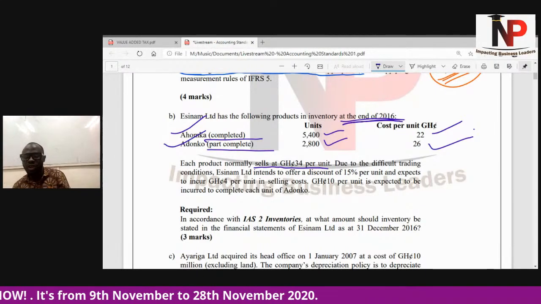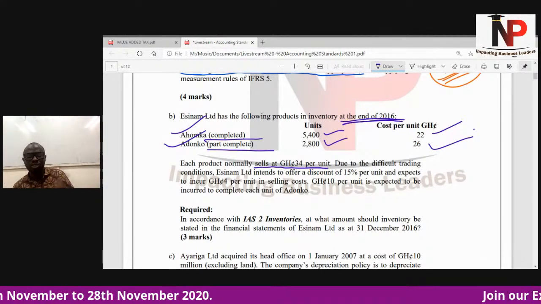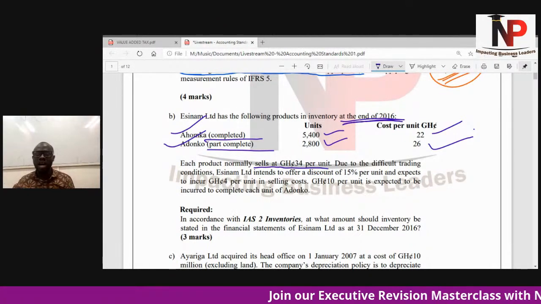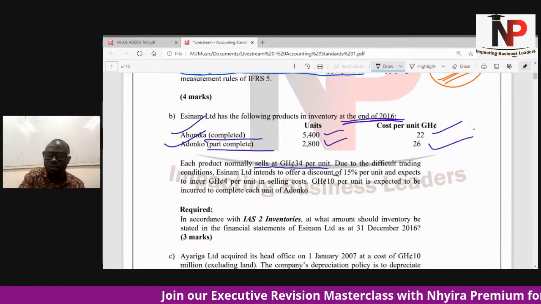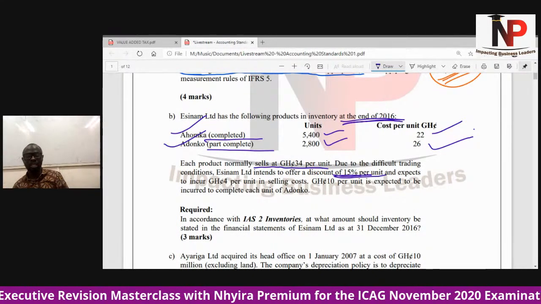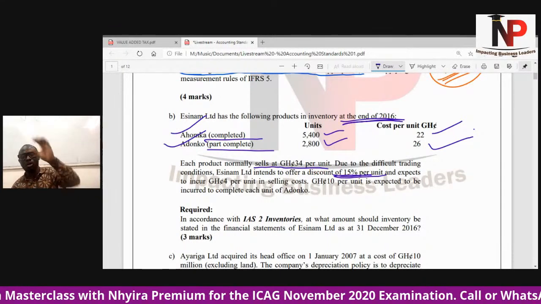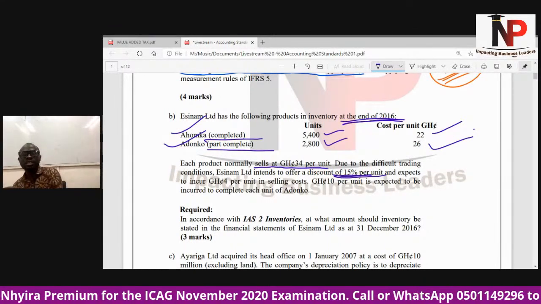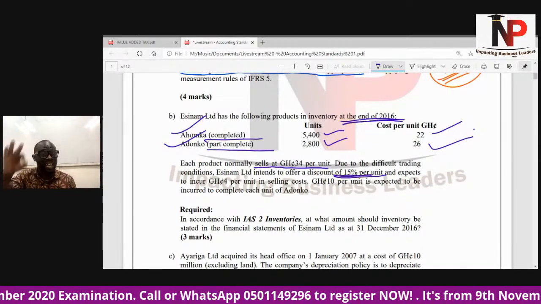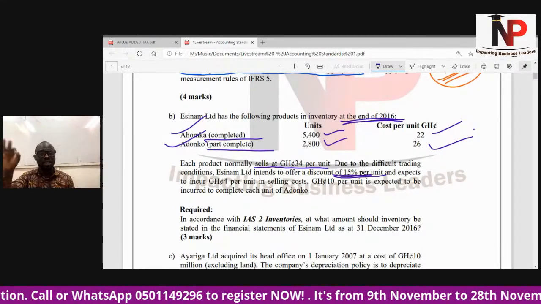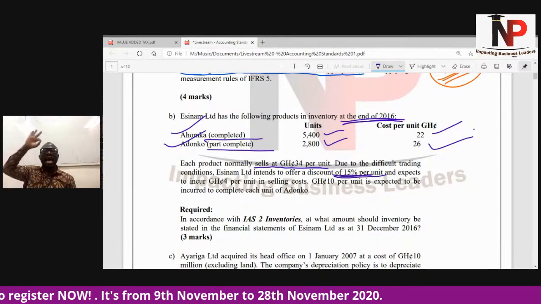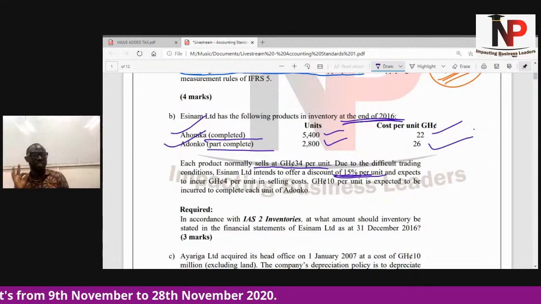Due to the difficult trading conditions, SINAM Limited intends to offer a discount of 15% per unit. Easy. What it means is that even though the product normally sells at 34 Ghana cedis per unit, now it can only sell at 85% of the 34.